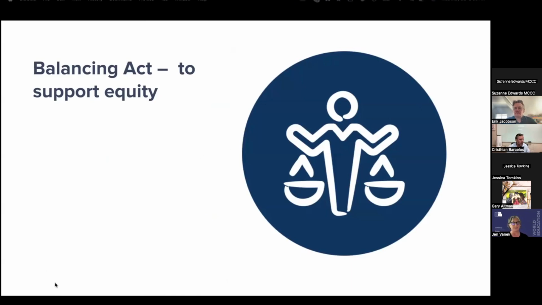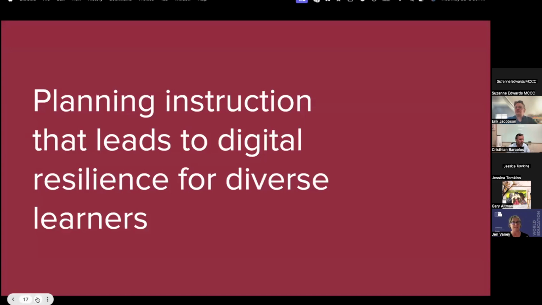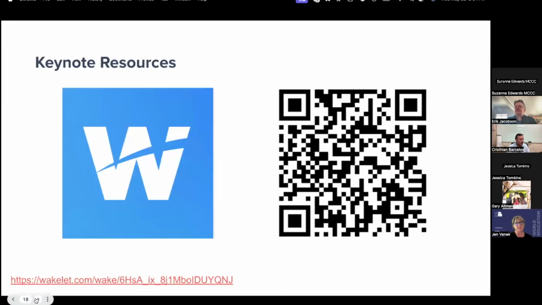So let's now get into some strategies that I'd like to talk to you about. So how do we plan instruction? This is the goal, planning instruction that leads to digital resilience for diverse learners. So it helps them to feel comfortable and understand how these digital tools are relevant in the classroom, and prepares people to encounter similar technologies in the real world.